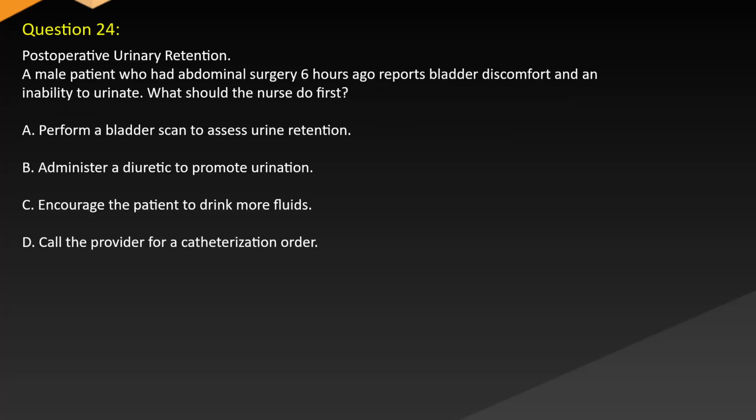Question 24. Postoperative urinary retention. A male patient who had abdominal surgery 6 hours ago reports bladder discomfort and an inability to urinate. What should the nurse do first? A. Perform a bladder scan to assess urine retention. B. Administer a diuretic to promote urination. C. Encourage the patient to drink more fluids. D. Call the provider for a catheterization order.